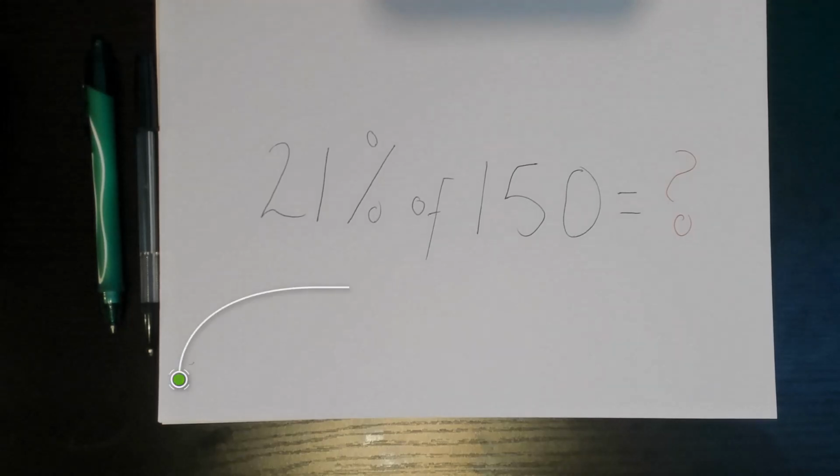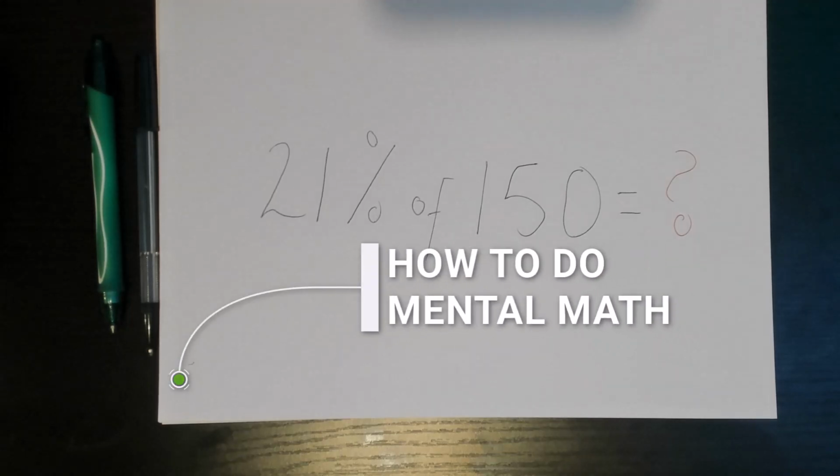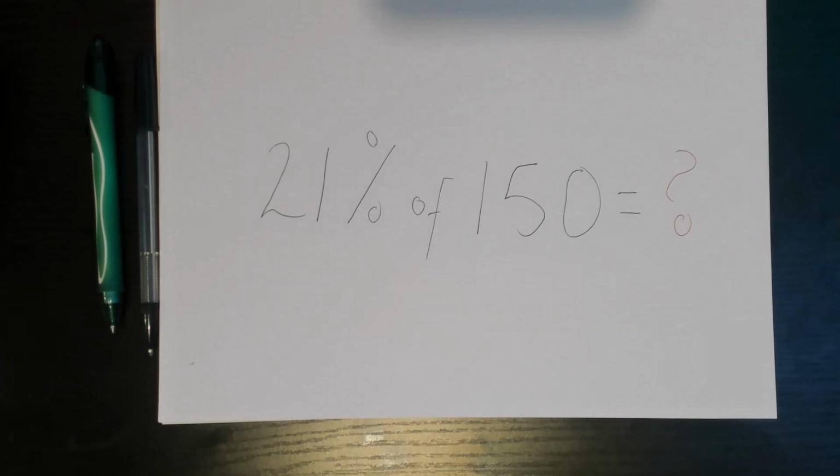Okay, so in the last video we looked at how we can mentally calculate the percentages of numbers like 5%, 10% and so on. However, what if you got a question like this, 21% or 41%? How would you approach it? You've got 10 seconds and your time starts now. Go for it.